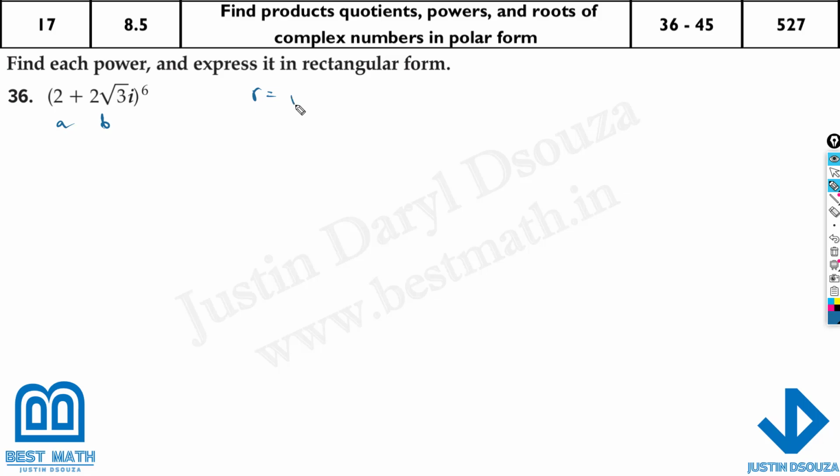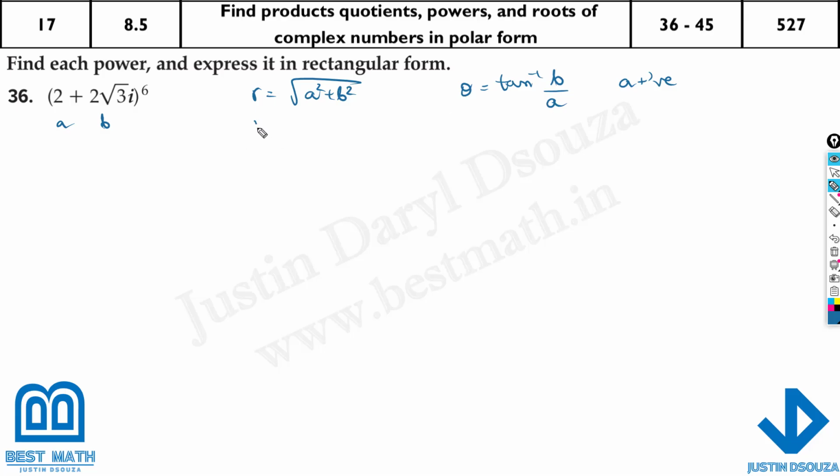What is the radius? Square root of a squared plus b squared. Now what is the angle theta? Theta is tan inverse b divided by a. But here there is a very important condition. This is the formula when a is positive. If a is negative, then you need to add pi, that is 180 degrees or pi. So let's solve it.